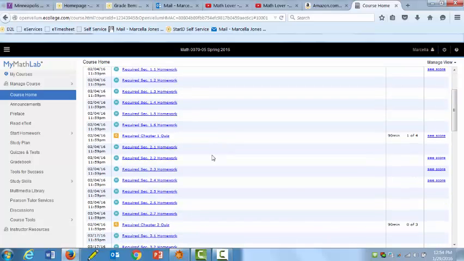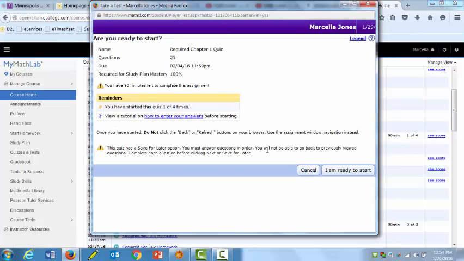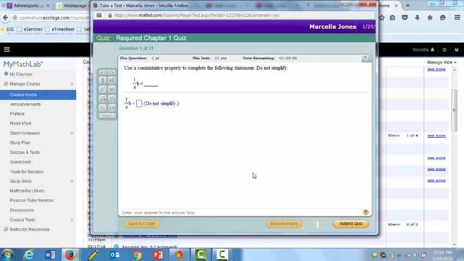When you work a quiz, you select the quiz as I'm doing here, and you tell MyMathLab that you're ready to start. If you've worked a quiz, you've already gone through this, but in case you haven't done one yet or you weren't sure, this is what we're doing.